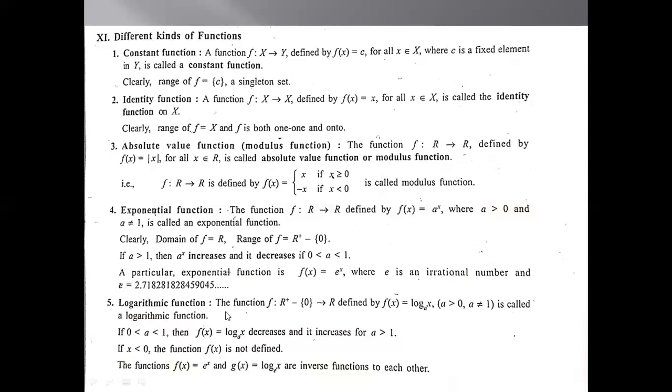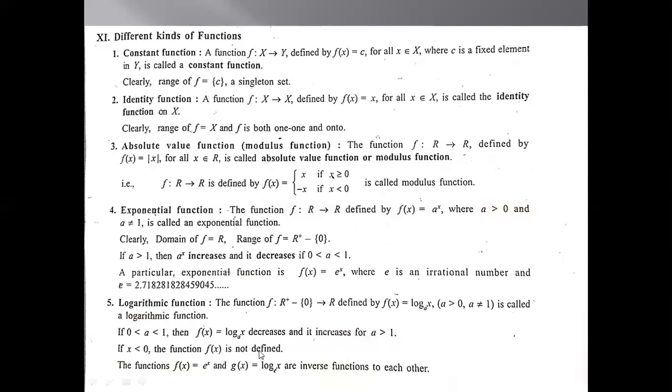Next one, logarithmic function. The function f: R plus minus 0, meaning non-zero positive real numbers, to real numbers is defined by f of x is equal to log x base a, where a is greater than 0 and a is not equal to 1. We are subtracting the 0 element from positive real numbers because it is not defined if you take the 0 number. This is called a logarithmic function. If 0 is less than a less than 1, then f of x is equal to log x base a decreases, and it increases for a greater than 1.